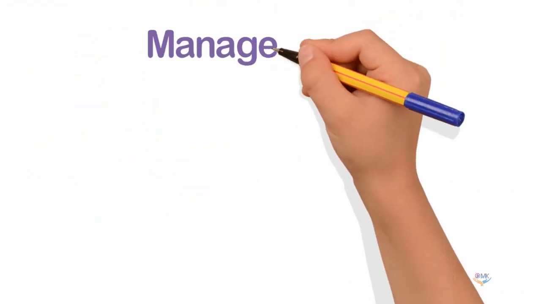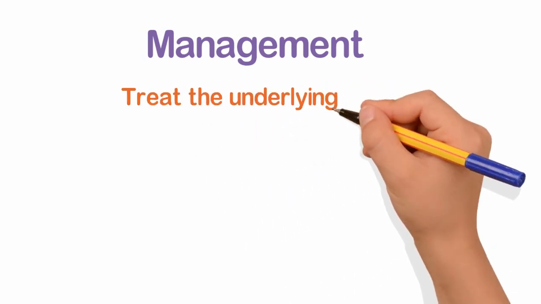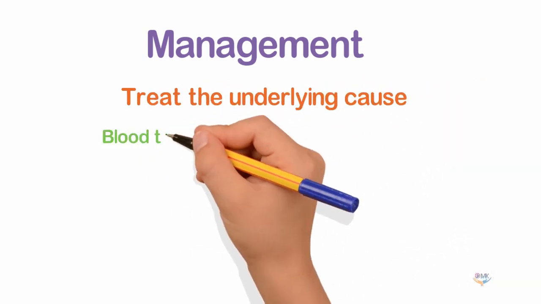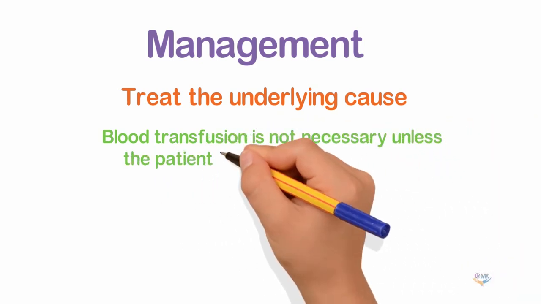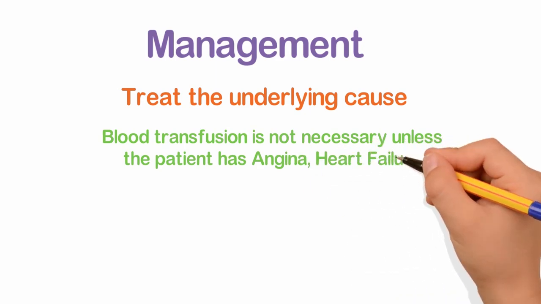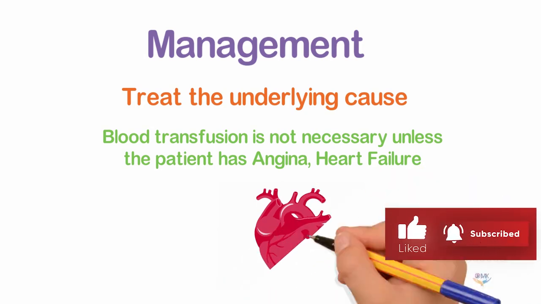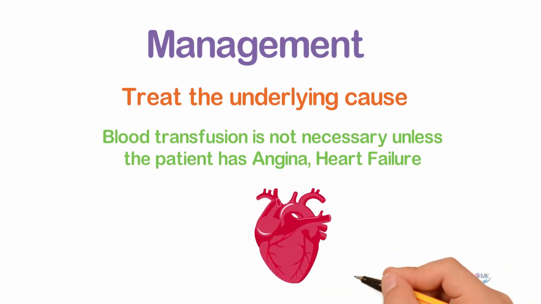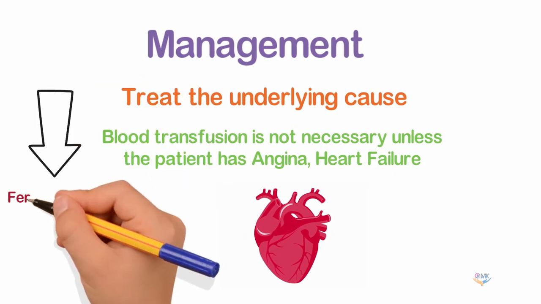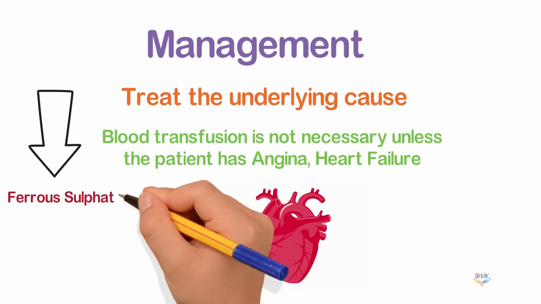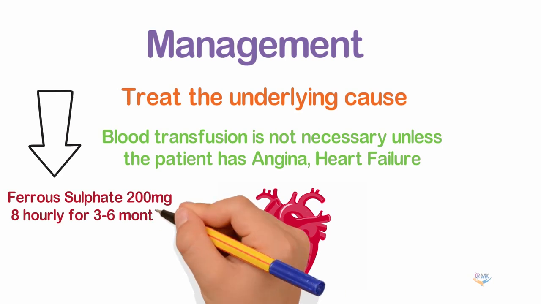In the management of this disease, the first step is to treat the underlying cause. Blood transfusion is not necessary unless the patient has angina or heart failure. Oral iron supplements such as ferrous sulfate 200 mg 8 hourly are prescribed to the patient for 3 to 6 months.